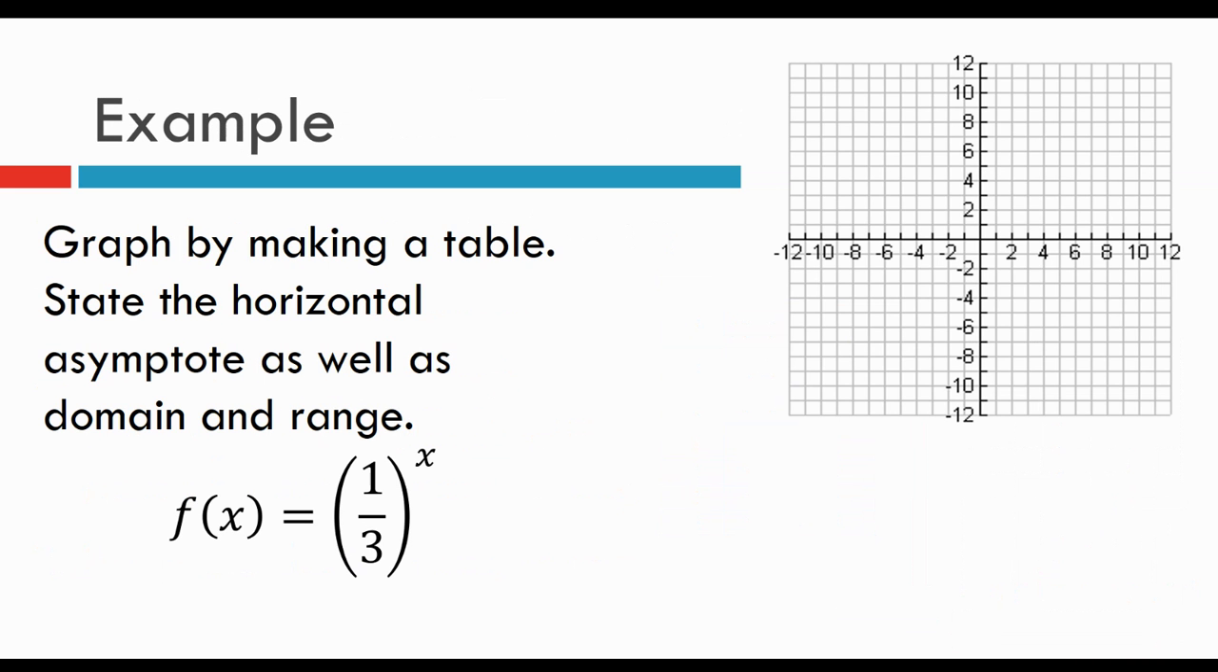All right, so let's take those steps and let's actually graph. So we're going to graph by making a table. We're going to state the horizontal asymptote as well as the domain and the range. All right, so we are going to graph f of x equals 1/3 raised to the power of x. Now, in the last example, we went from -3 to +3. I'm okay if we don't do that many numbers. I think I'm going to make a table going from -2 to +2. So I'm going to cut it down by a couple of numbers here. Okay, so -2, -1, 0, 1, and 2.